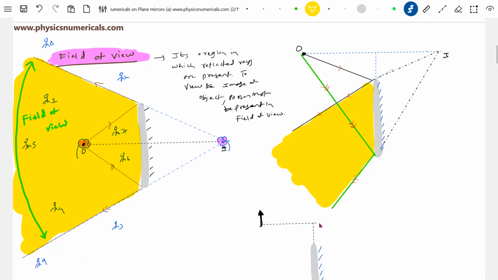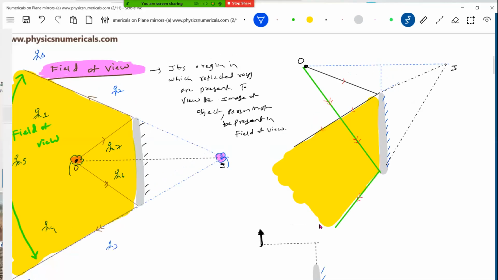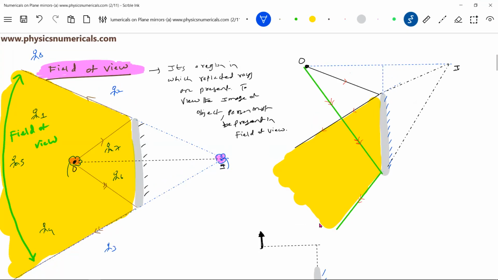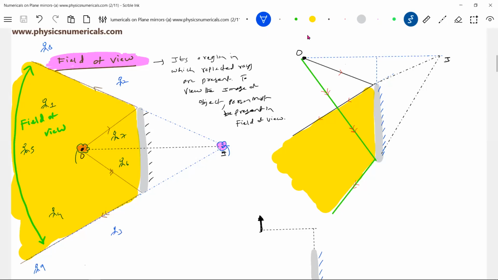Okay, there's a field of view region. So a person here, the image will not be visible. To visualize this, in this region it should be there.